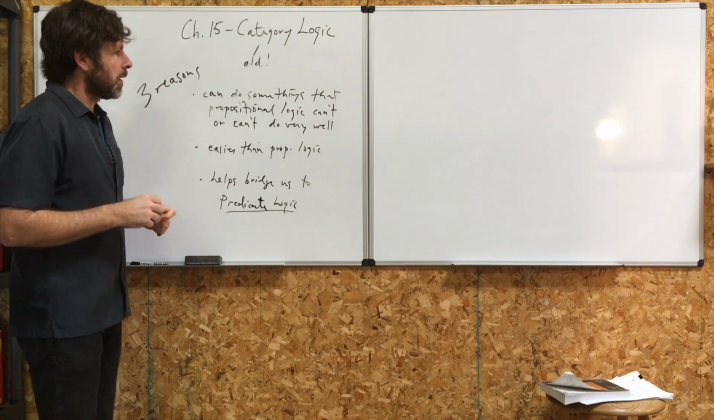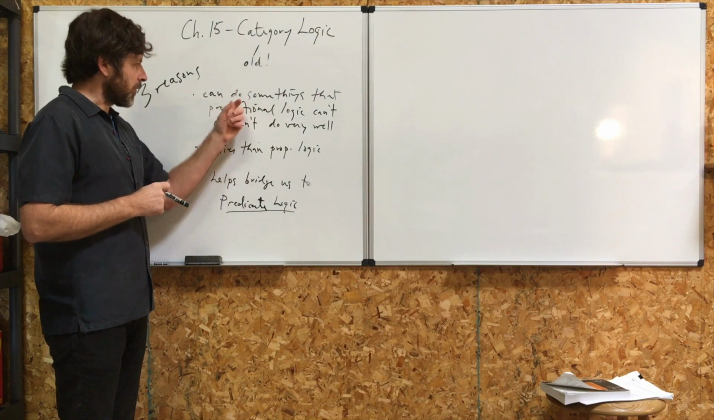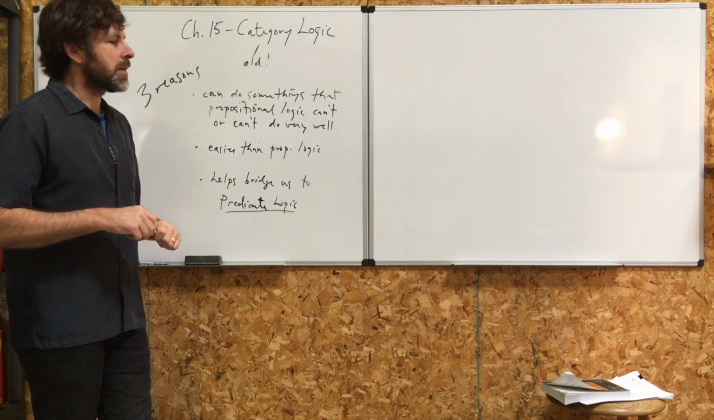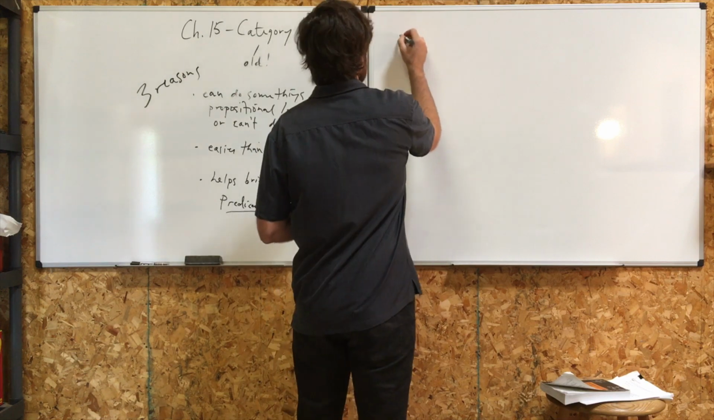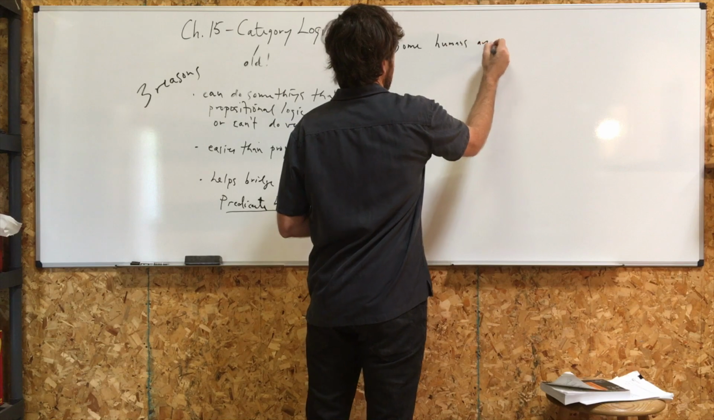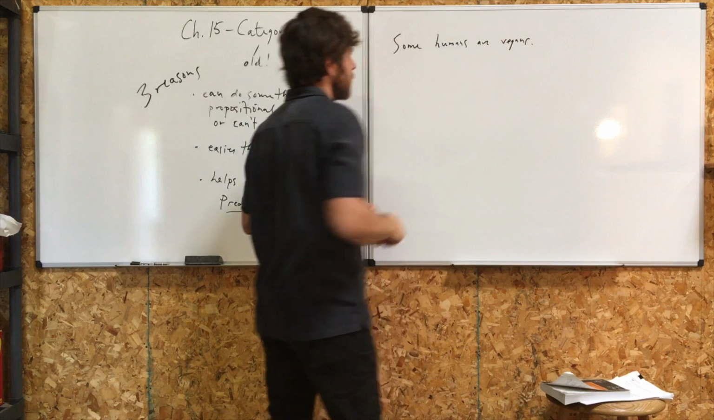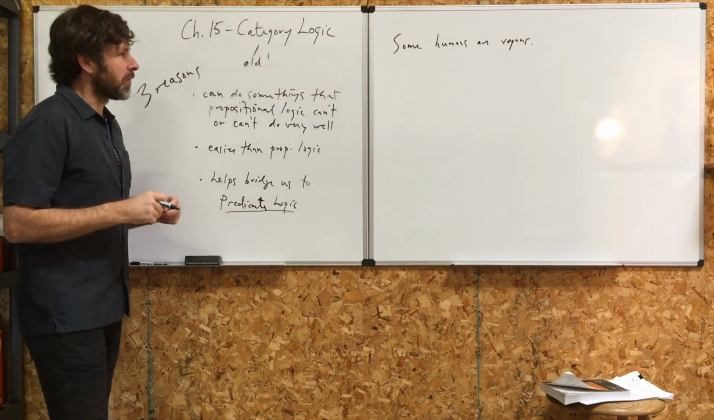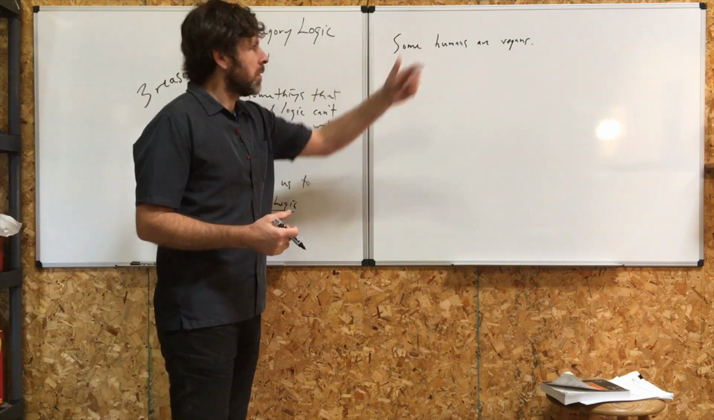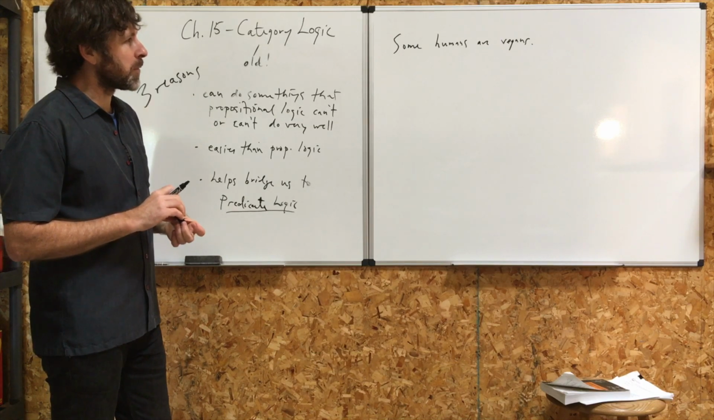Now, let's defend some of these right here, the first two at least. Can do some things that propositional logic can't do. All right, take the following sentence: some humans are, let's say, vegans. Vegans, strict vegetarians. Some humans are vegans. In propositional logic, how would you symbolize that? How would you translate that into our system of propositional or statement logic?